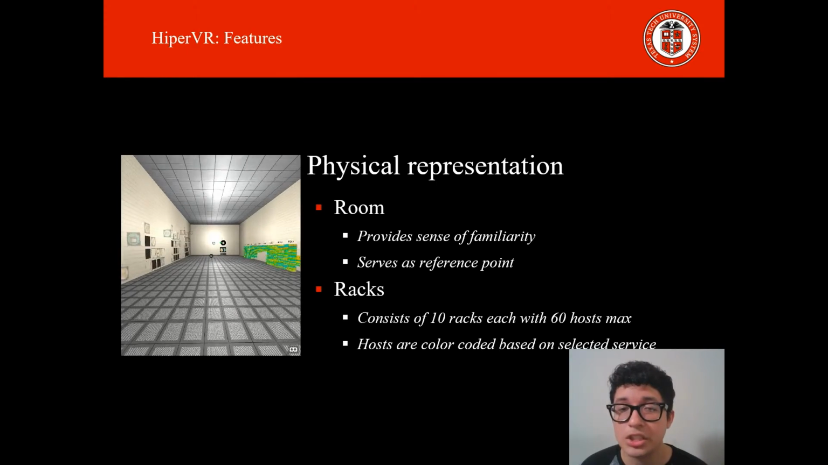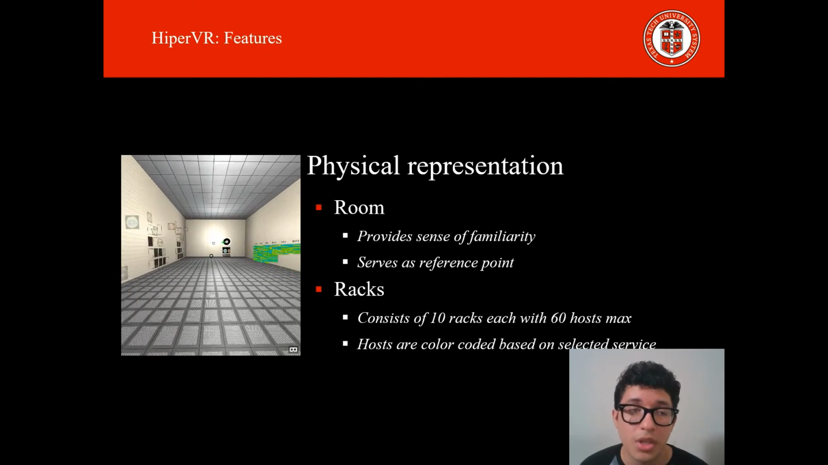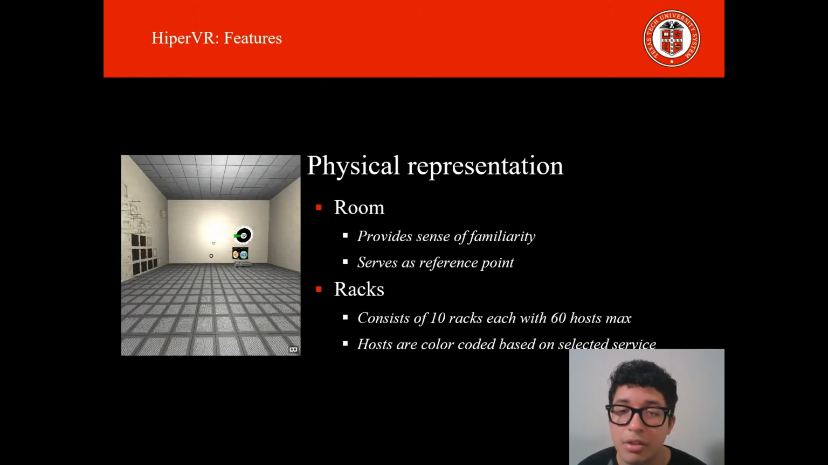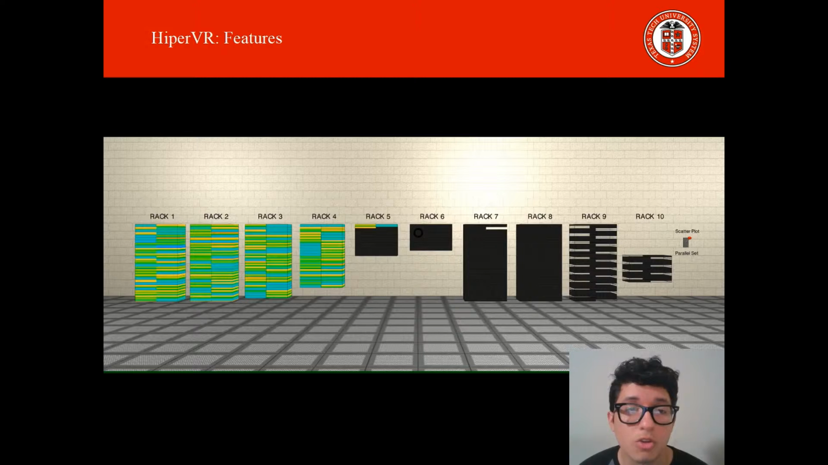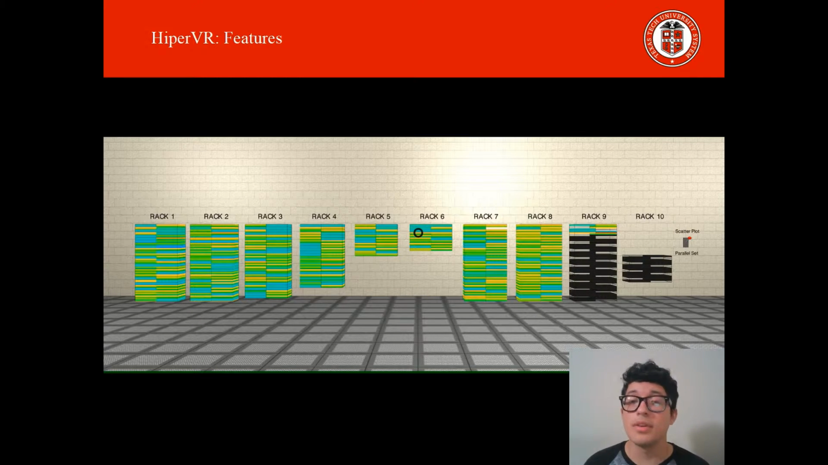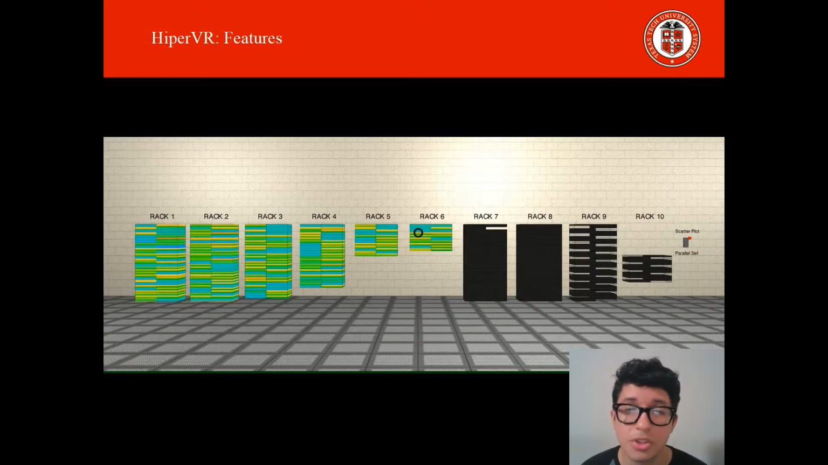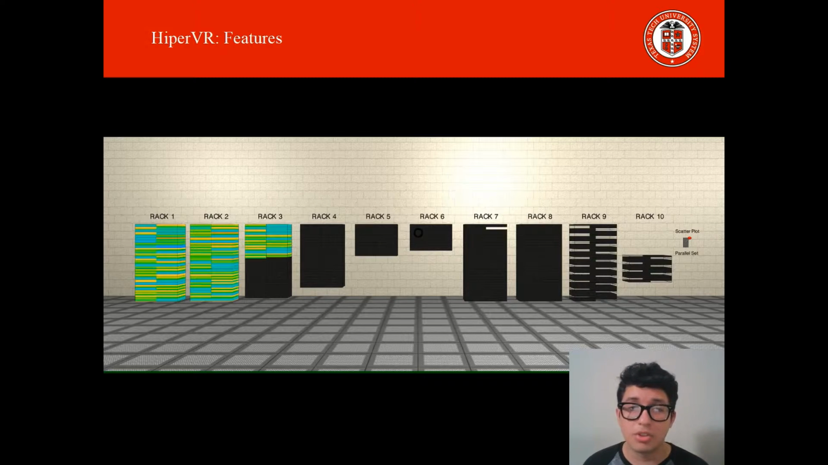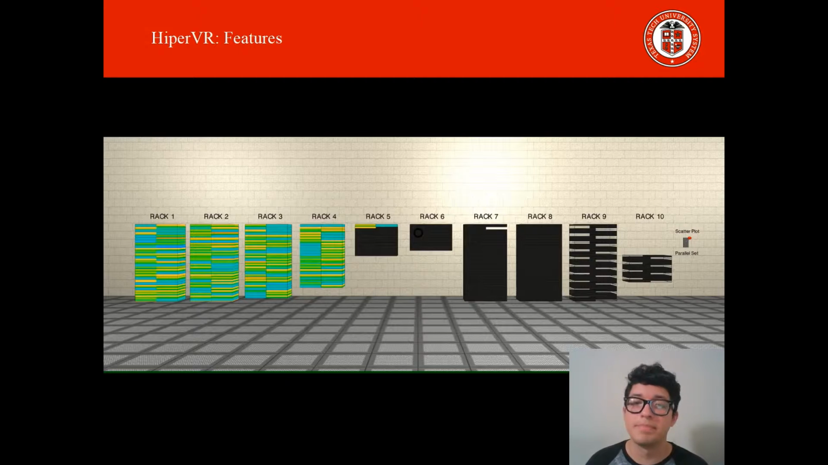There are 10 racks, each with 60 hosts, and each host is color coded based on a selected service. So right now we can see there's a gradient color right there. This is from the default service, which is temperature. The image right now shows the 10 racks being loaded with the information of the first timestamp. So all of these colors are the temperature for each of those CPUs at the first timestamp. Once they are all loaded, the second timestamp information will be loaded afterwards.